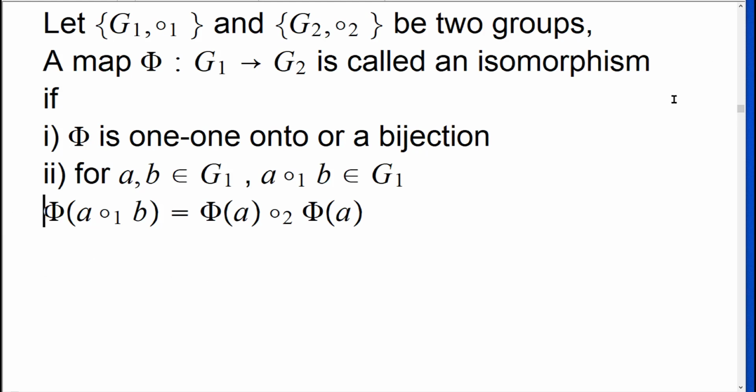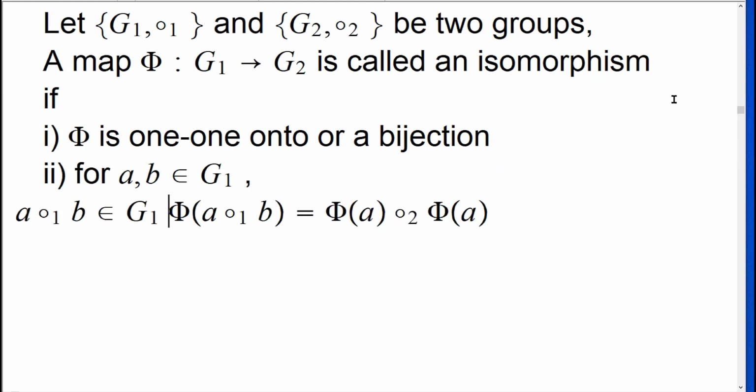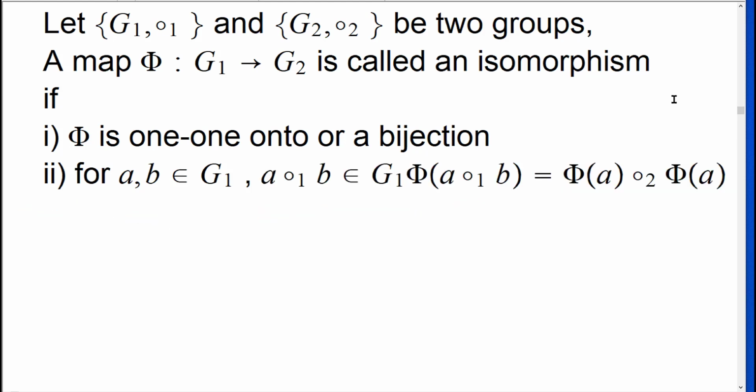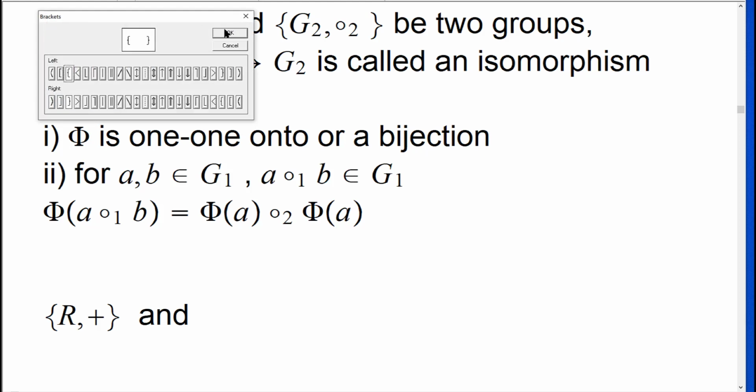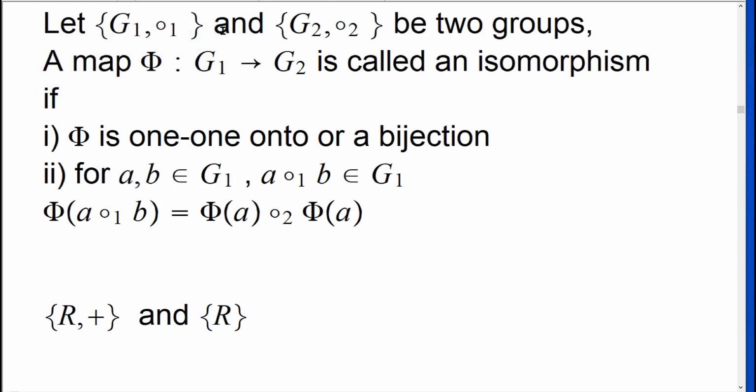Let me see if it fits in our recording screen. Yes, it almost does, that's okay. You know what I mean. All right. So let's take an example here of an isomorphism. What I'm going to do is take the group of real numbers with respect to addition, and the group of positive real numbers with respect to multiplication.